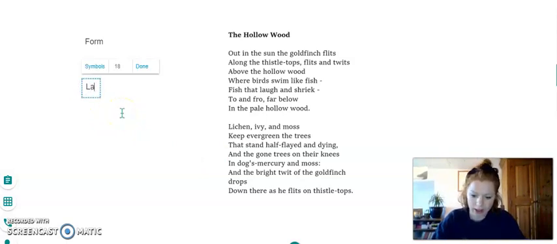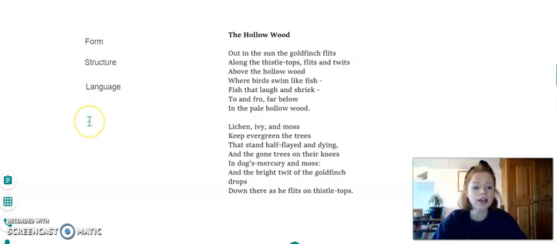Now, third is language. What kind of language is the poet using? Are they drawing on any particular types of words? Are they using very specific language or very vague language? Are they using kind of concrete nouns, or are they using more abstract ideas? So we'll be thinking about that.